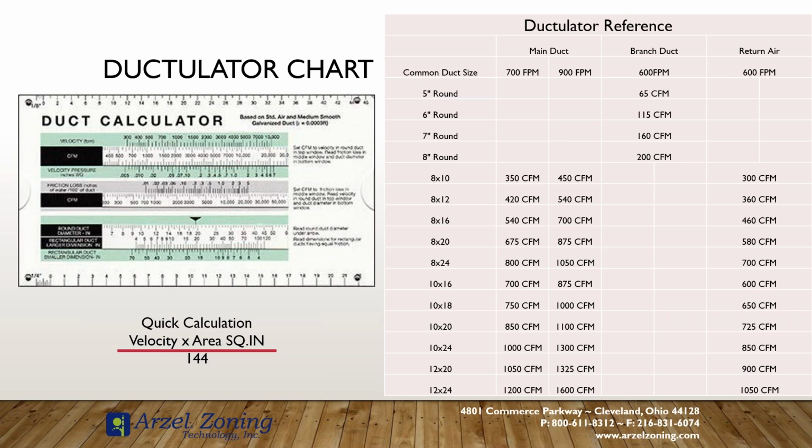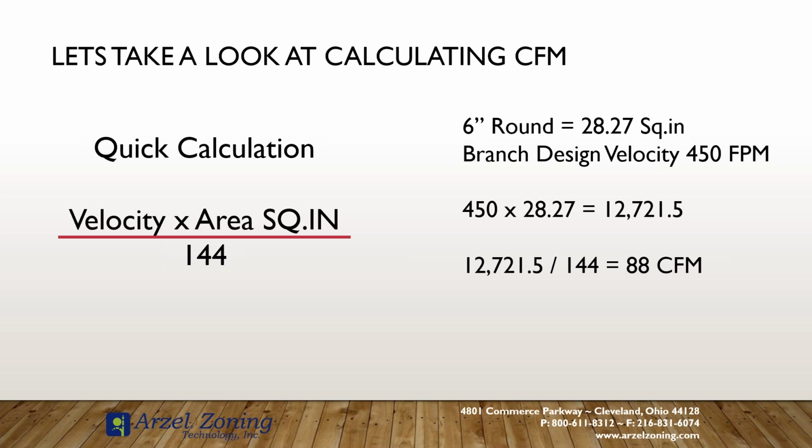And once we convert that to CFM, we can also convert it to BTUs. But taking a look at that formula again, we got velocity times square inches times 144. If I have a 6-inch round duct, that's 28.27 square inches. So if my branch design velocity is 450 feet per minute, that gives me 88 CFM through that 6-inch round duct.